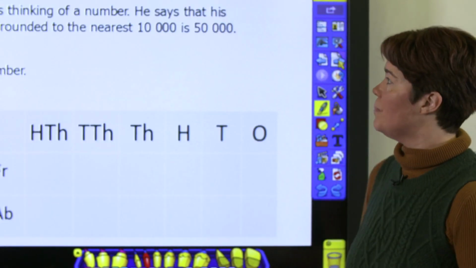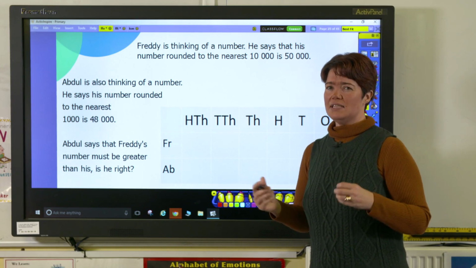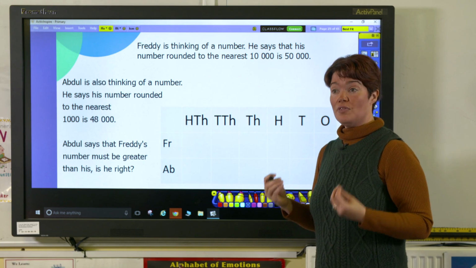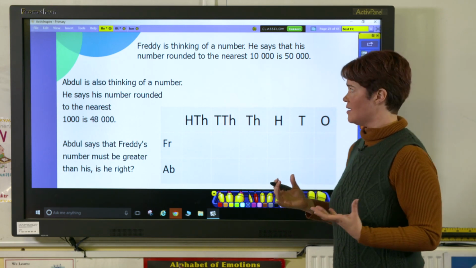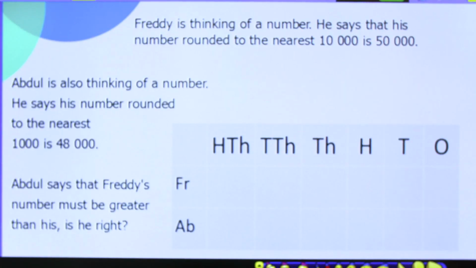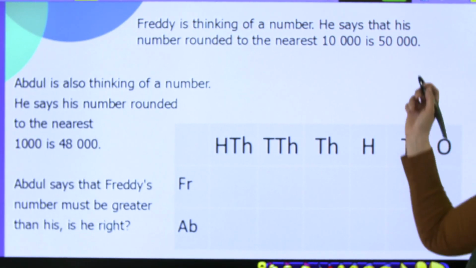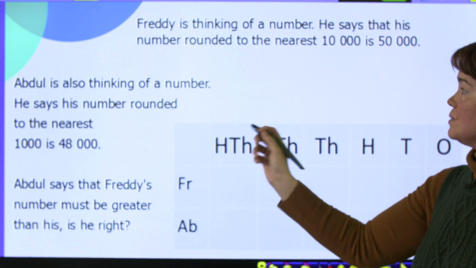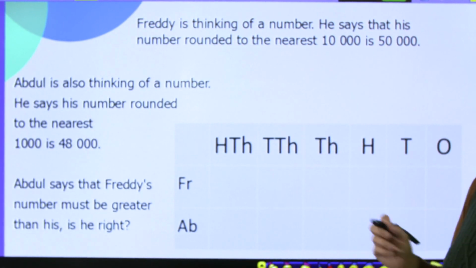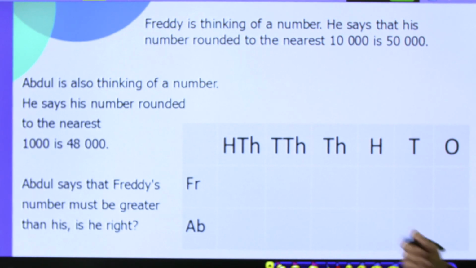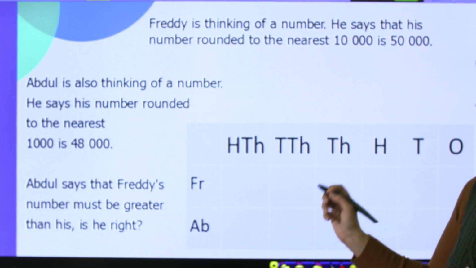Moving on to our last problem. Again, this is about number sense, but also about rounding. So them understanding the rules around rounding and how this can help solve this. Freddy's thinking of a number. He says that his number rounded to the nearest 10,000 is 50,000. Abdul is also thinking of a number. He says his number rounded to the nearest 1,000 is 48,000. Abdul says that Freddy's number must be greater than his.